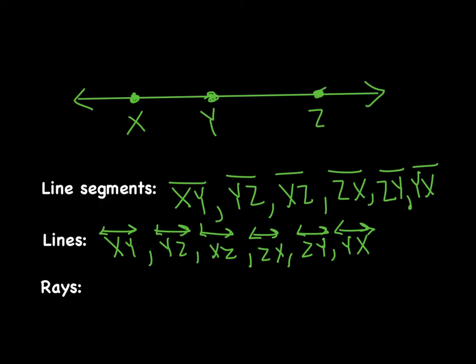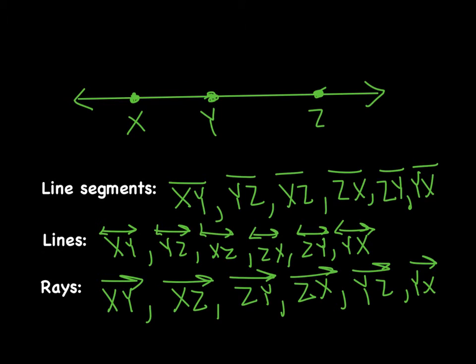Finally, how many rays can you name from this line? Turn and talk to your partner now. You hopefully found ray XY or ray XZ, ray ZX or ZY, or ray YX or ray YZ. Again, remember that when writing out the name for the ray, you always make sure that you have your endpoint by the point that is the endpoint, and your arrow by the point that goes on and on forever.